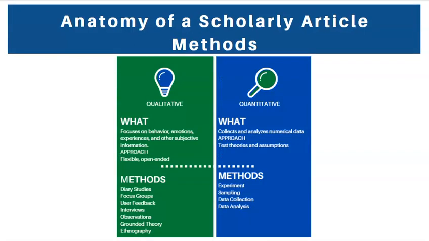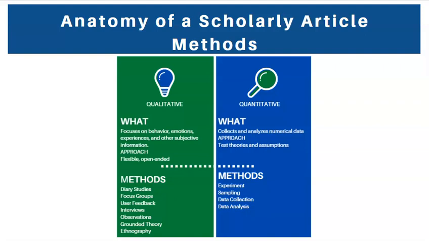When you're looking at the methodology and how the particular research is put together, there are two main types of methods that will be used, quantitative and qualitative. If you're trying to figure out how to remember quantitative, think of quantity. It's going to help you remember this has something to do with numbers. It collects and analyzes numerical data. The approach is to test theories and assumptions. Mainly, this is probably what you're going to want to use for this project. The methods are experiments, sampling, data collection, data analysis.